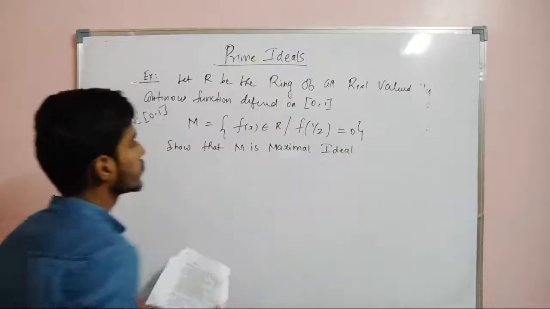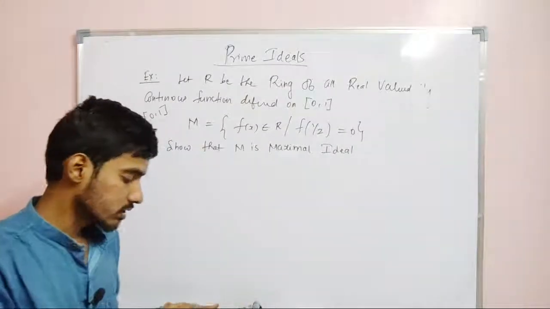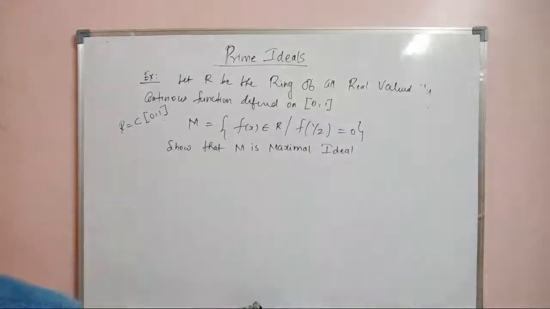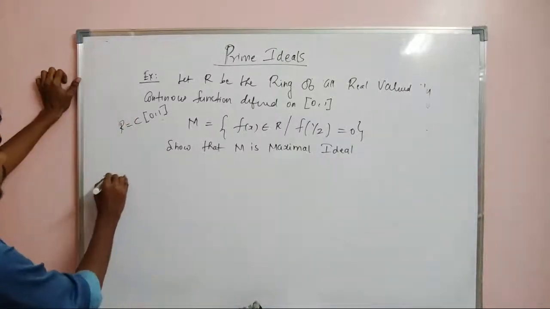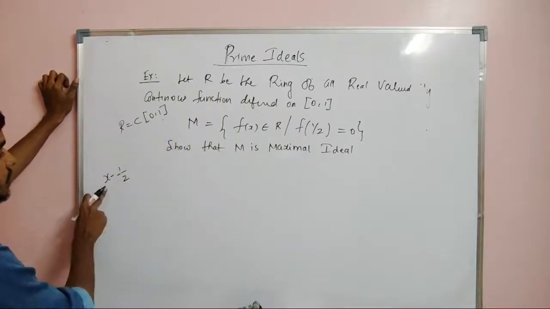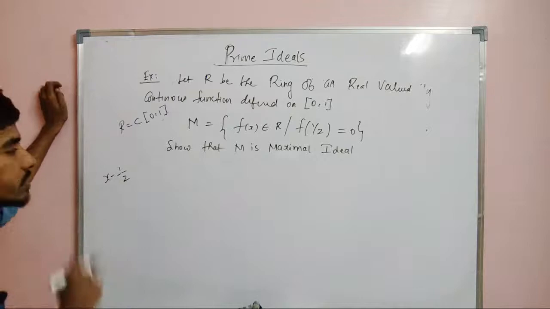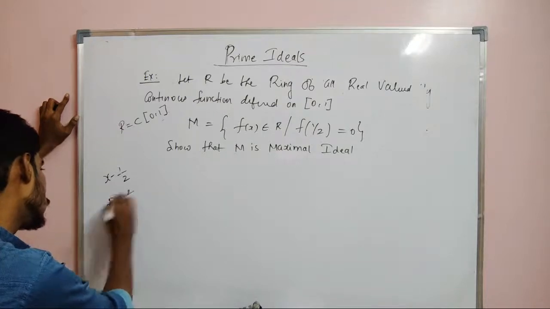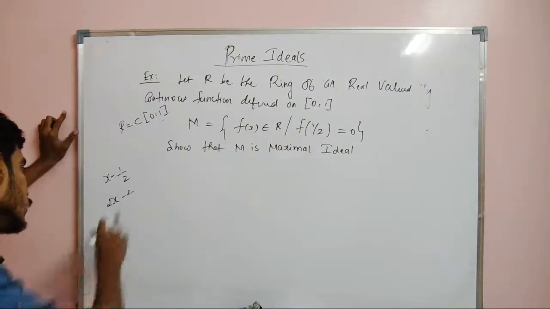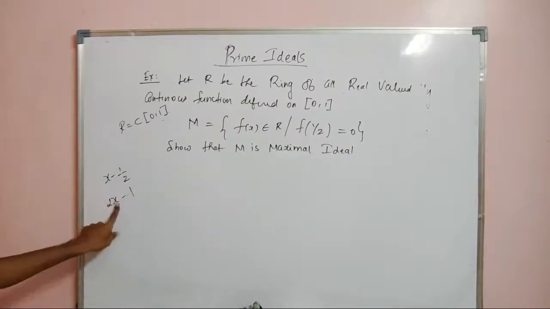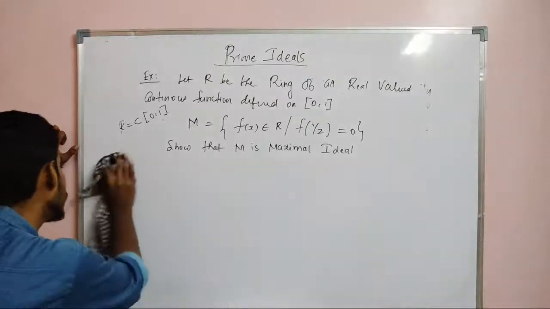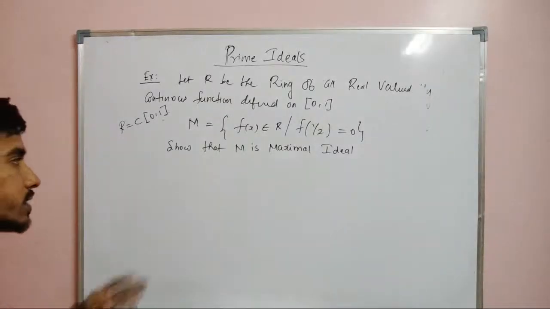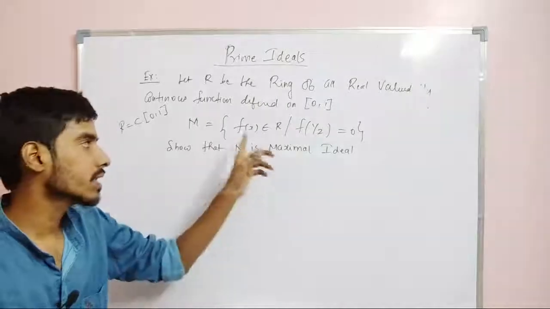So we need to show that this ideal is maximal ideal. So M is a set consisting of all those functions which vanish at 1 by 2. For example, the function x minus 1 by 2 will be in M, because if I substitute x equal to 1 by 2, then this will be 0. Similarly, 2x minus 1 will be in M, because if we substitute x equal to 1 by 2, it will be 0. So it consists of all those functions which vanish at 1 by 2. So we need to show that this set is maximal ideal. For maximal ideal, we need to show that there is no proper ideal which properly contains this M.